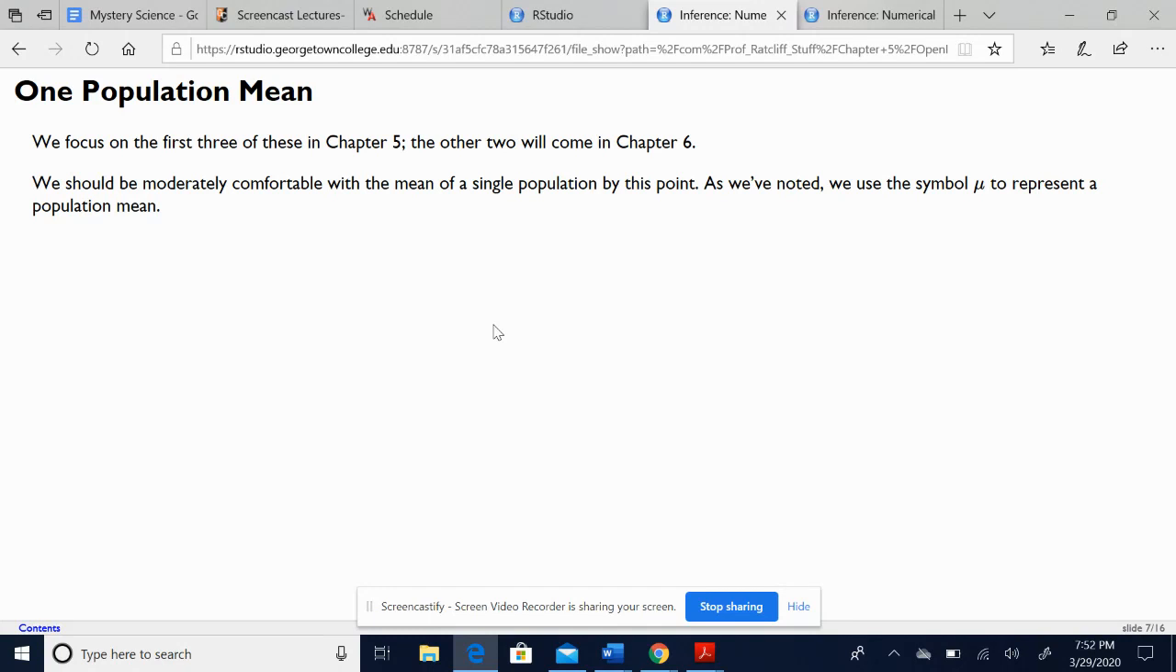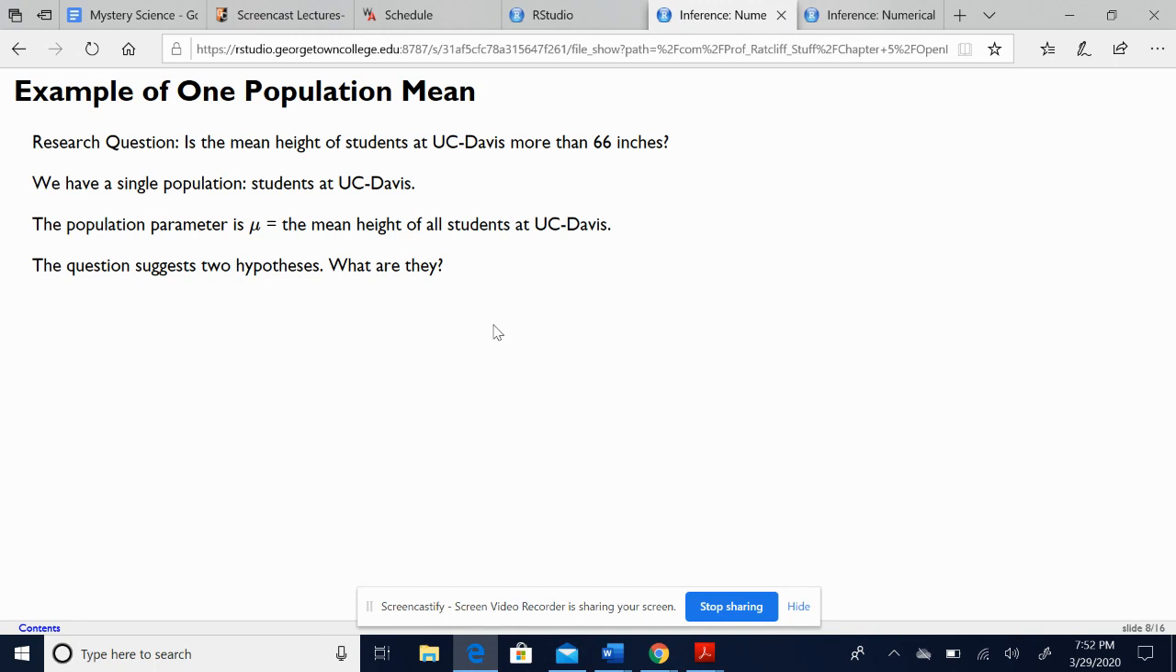As we've noticed, we use the symbol mu to represent a population mean. So this is what we've been doing up until now. Research questions like this: is the mean height of students at UC Davis more than 66 inches? We have a single mean of one population that we're looking at. Students at UC Davis, the single mean we're looking at is the mean height. The question suggests, remember, two hypotheses. So what are they? We've got a null and we've got an alternative.